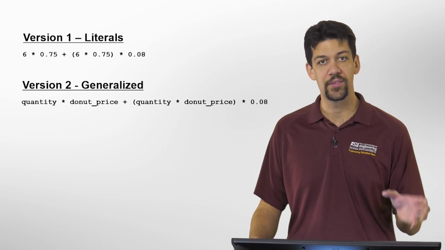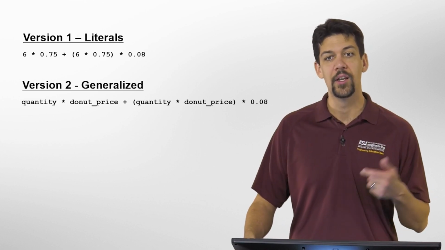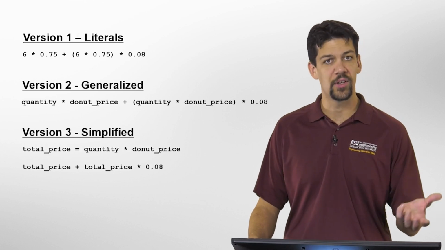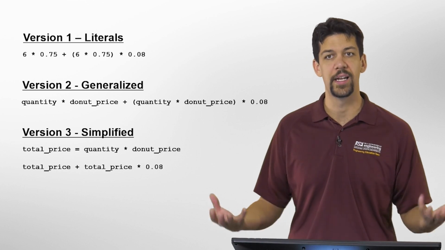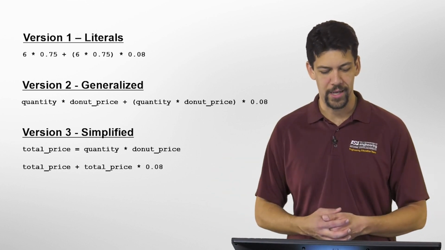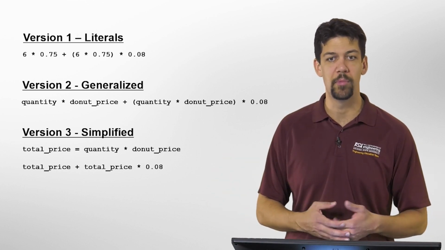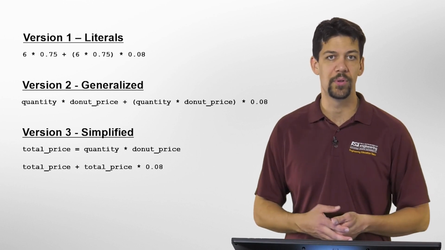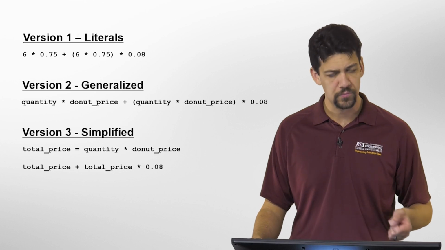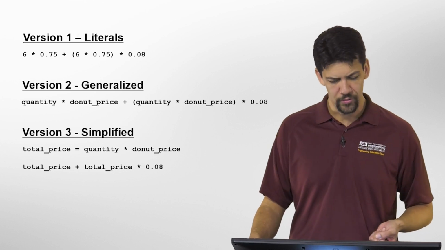Now we replaced quantity times donut price with another variable that represents our total price. We're getting more English-like and more clear about it, which allows us to simplify the statements and make it easier for other people that are reading the code to understand. Let's go one more step, right?